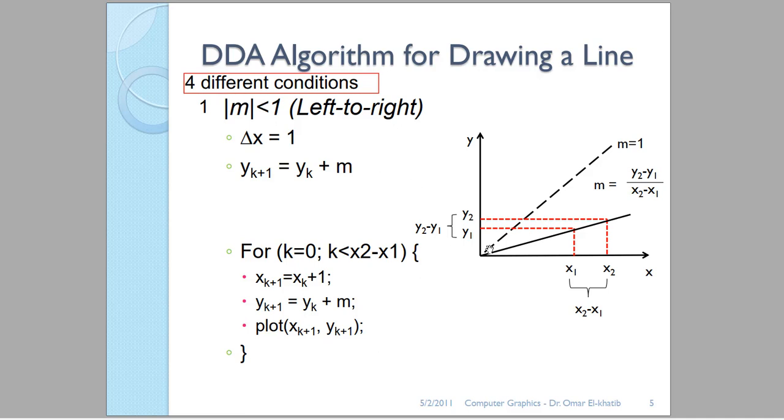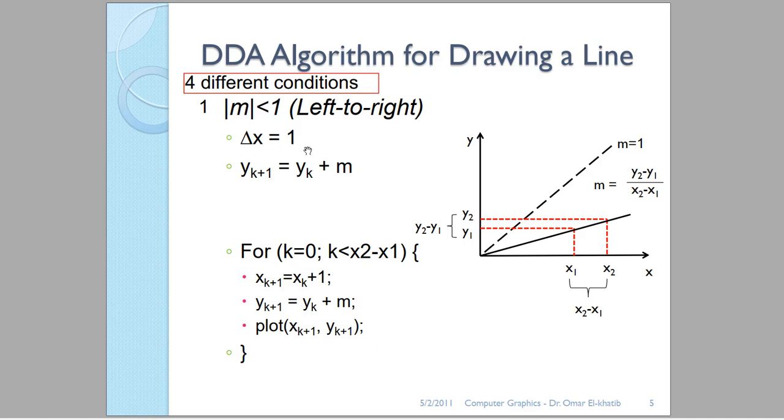Actually, when the line is below the slope m equals 1, this will happen if x2 minus x1 is greater than y2 minus y1. So m will be less than 1, and the line will be somewhere here. It can be anywhere below this m equals 1 line. Now in this case, we start with delta x equal to 1.